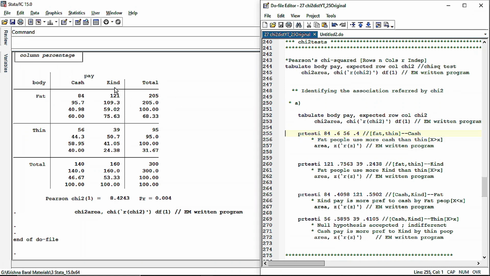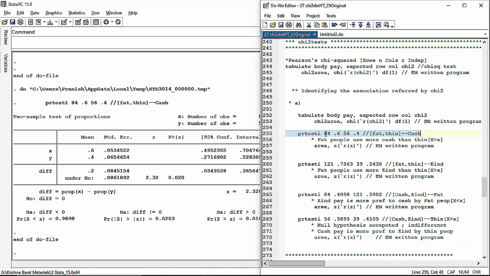So the same information from the table has been written over here. In the first case, whether the fat people or the thin people prefer cash. Here the percentage for the fat people is 60%, and the percentage for the thin people is 40%. So we are going to use the proportion test, which will display the Z score, and we will use our area program to display this information.